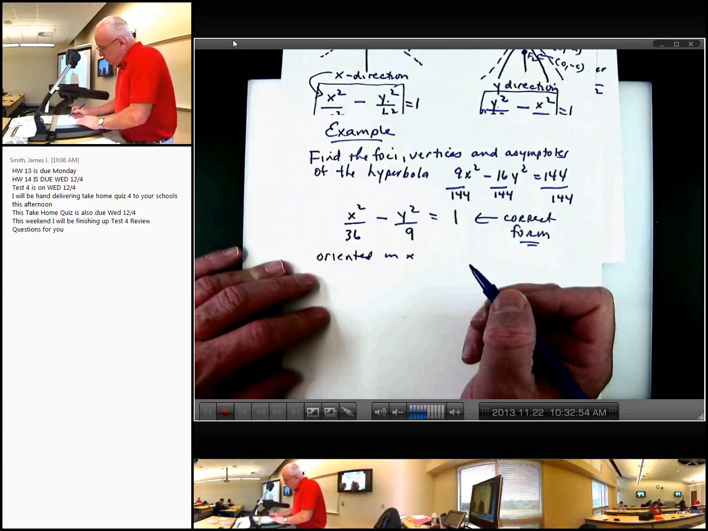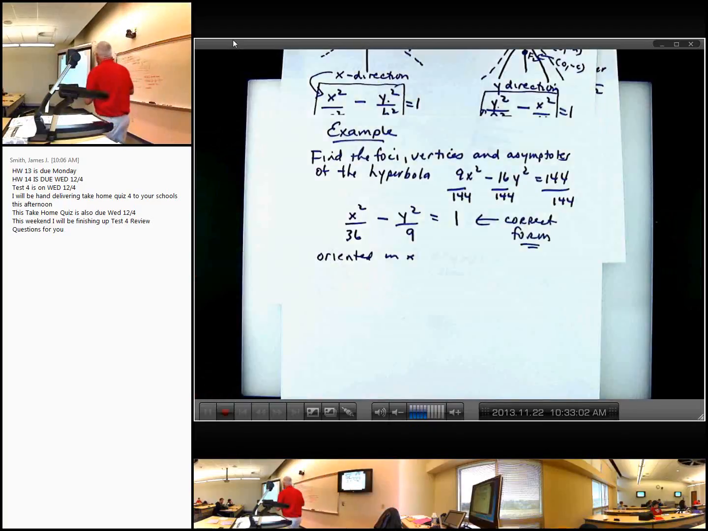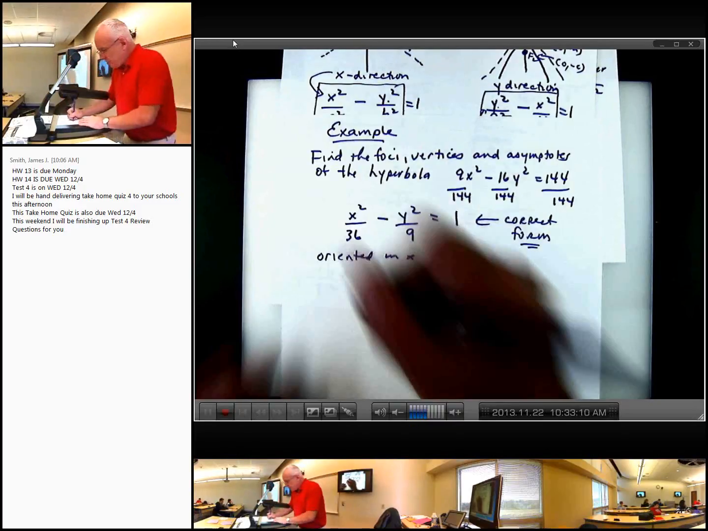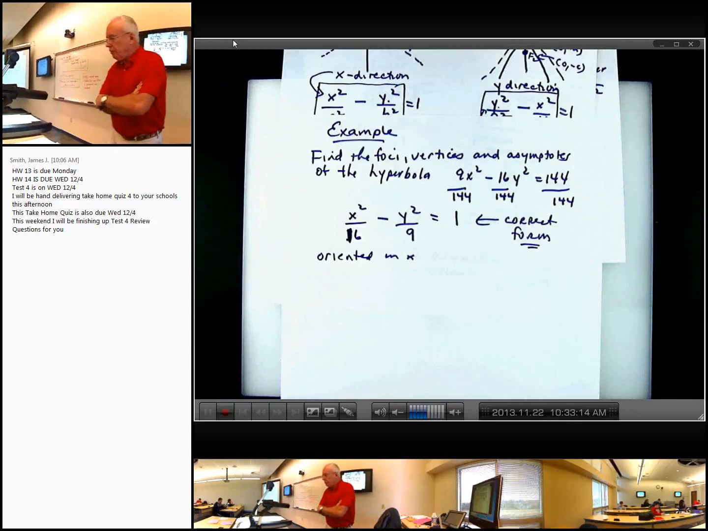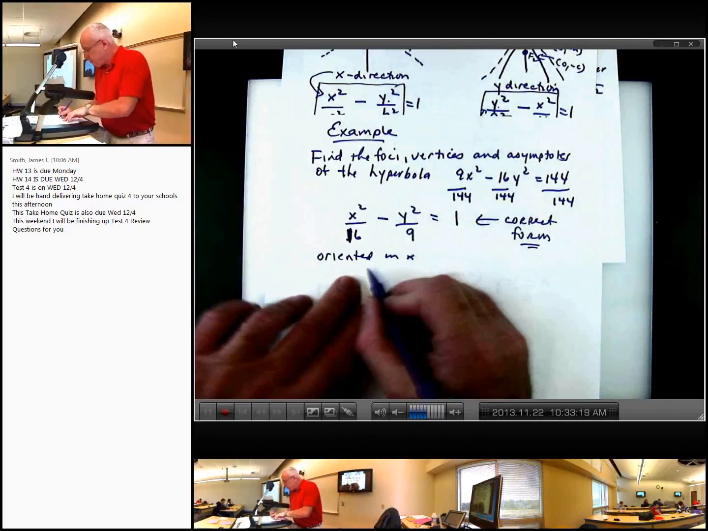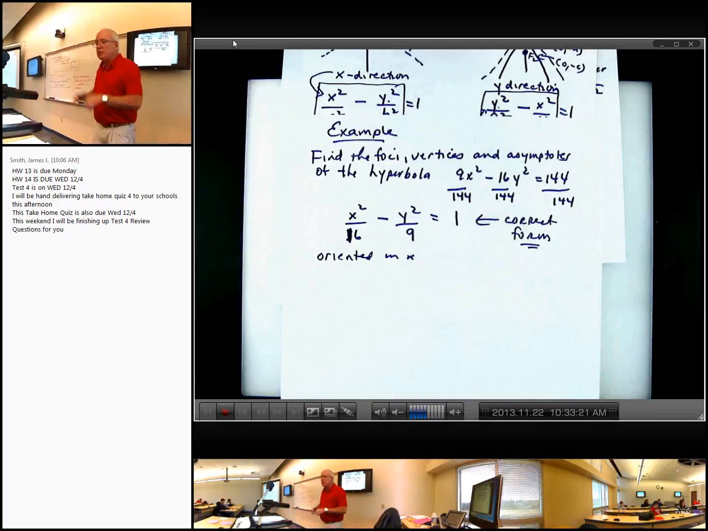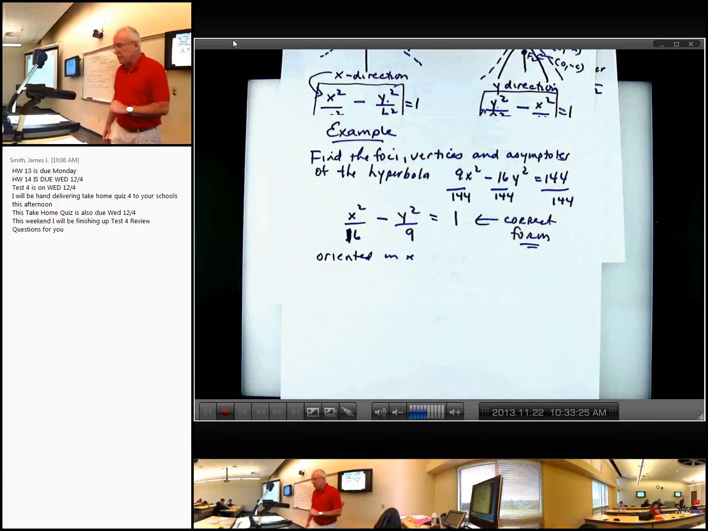Let's see. 9 into 144, isn't that, oh, that should be 16. You're right. Yeah, thank you. Yikes. 16. Okay, and sorry about that. And so it still is oriented in the x direction. It doesn't matter at all that 16 is bigger than 9. It's because it's the positive term.